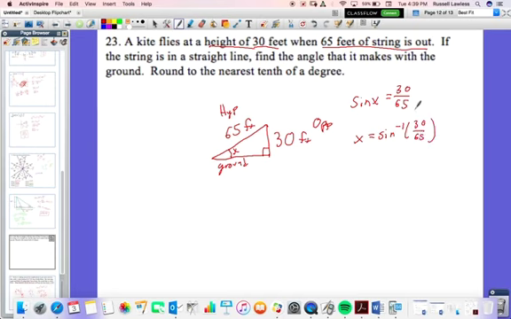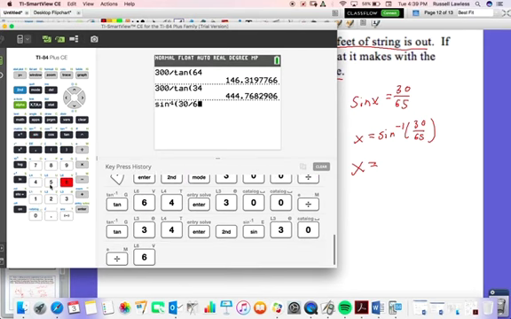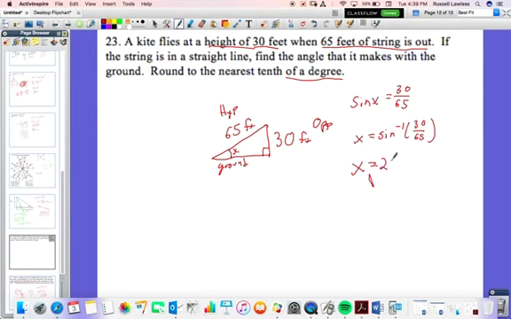Now, here's the dealio. If we're trying to find it to the nearest degree, the angle needs to be in degrees. So again, with this calculator, make sure we're in degree mode. We're going to take the sine inverse of 30 over 65. That should give us 27, we'll just call it 27.5. So that would be 27.5 degrees. And that will be our answer.